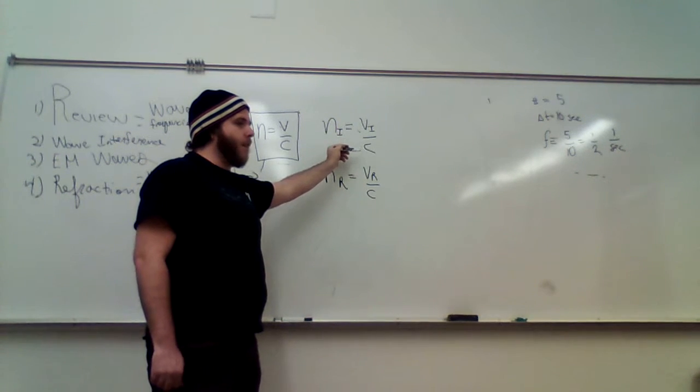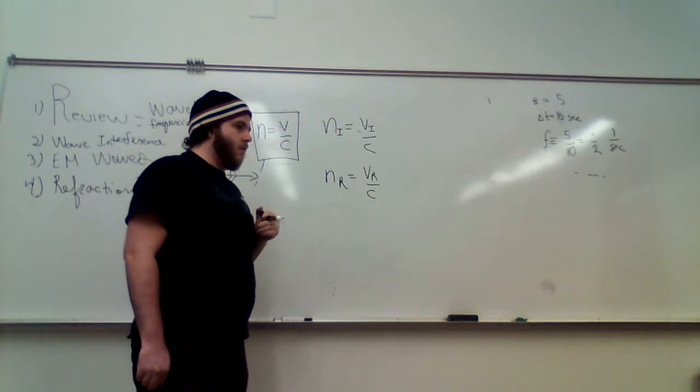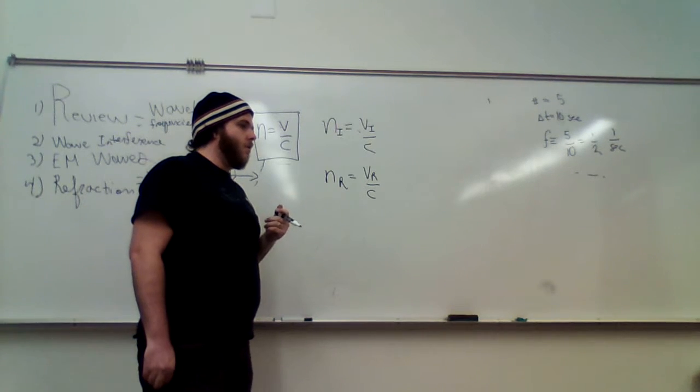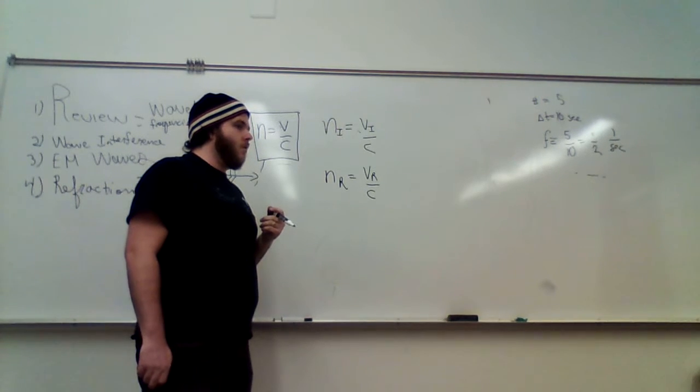Is it ever going to travel faster than the speed of light through air or through a medium? No, but if V, the maximum speed of V is the speed of light, then the maximum N can be is 1. But N can be higher than 1. I think it's C over V. So as V slows down, N increases.